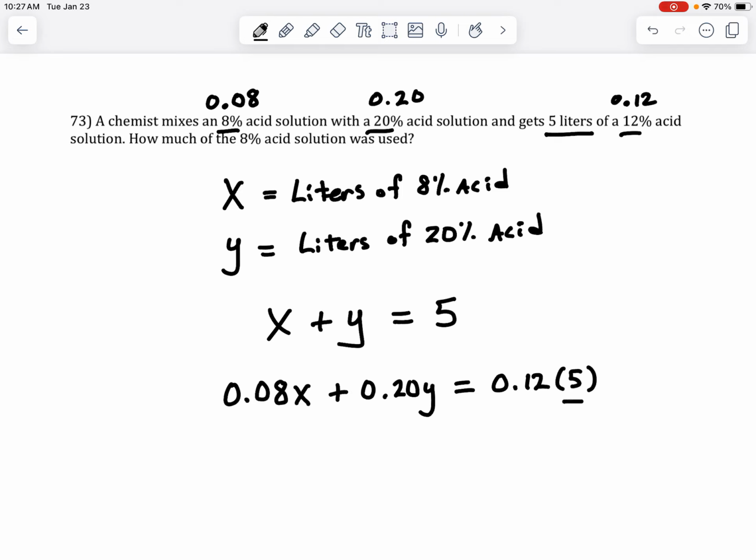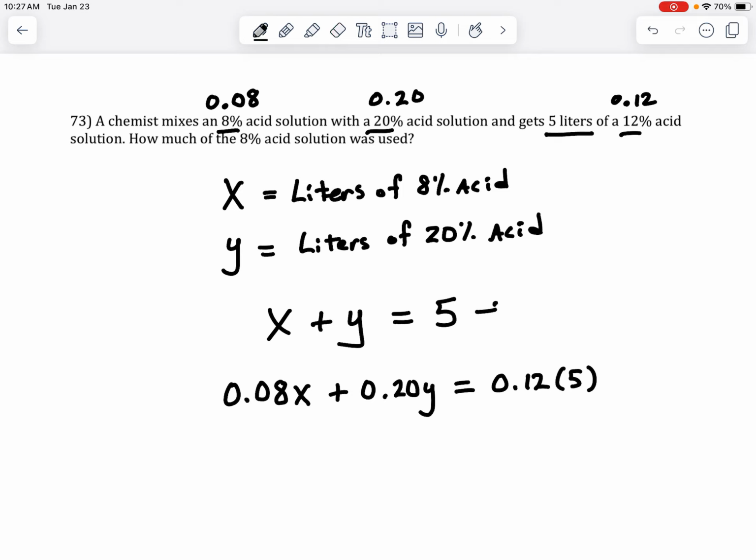A common mistake is to forget that 5 right there. But if you notice, this is a decimal times liters, a decimal times liters, so it has to be a decimal times liters to be consistent. So now we have two equations and two variables, so we will be able to solve.